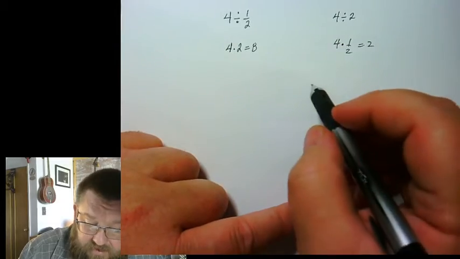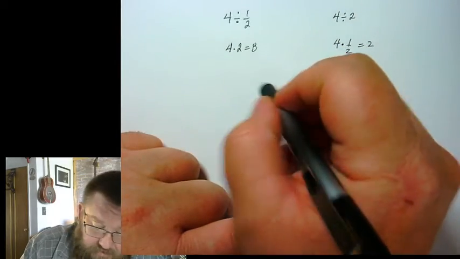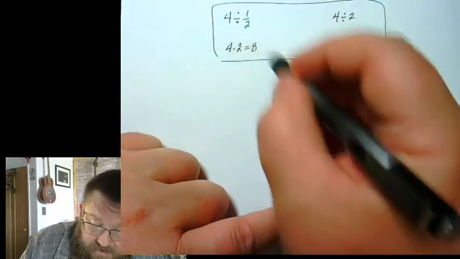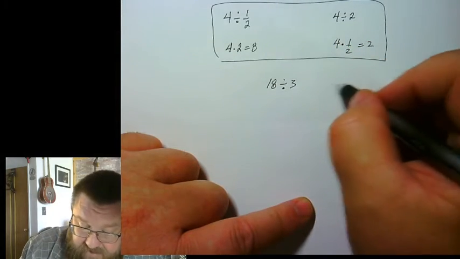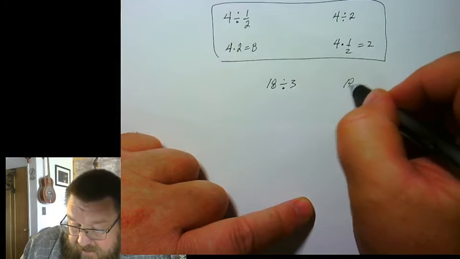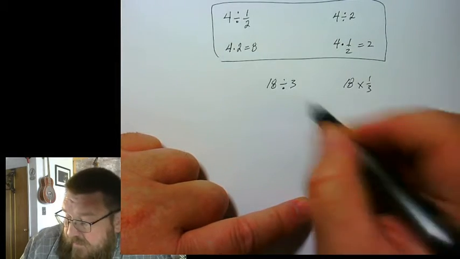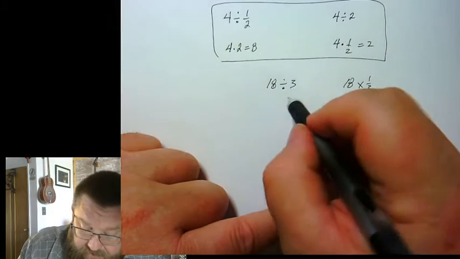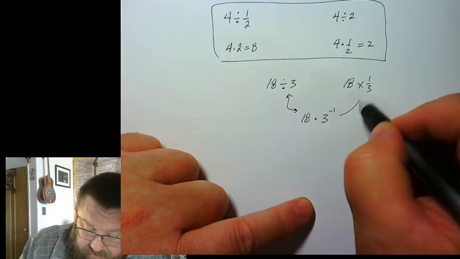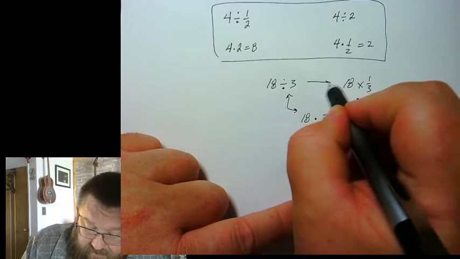So let's see something else right here. Okay, so we got that idea in our head, right? So 18 divided by 3. That is actually the same as 18 times 1/3. And both of those are the same as 18 times 3 to the power of -1. All three of these things are exactly the same.